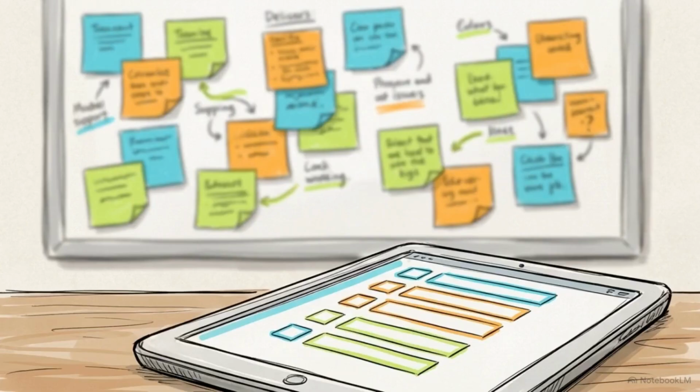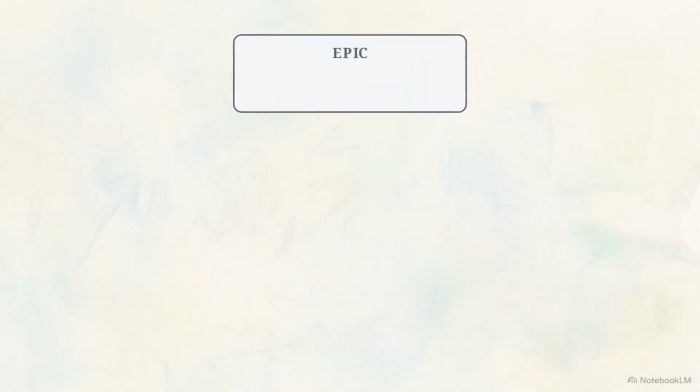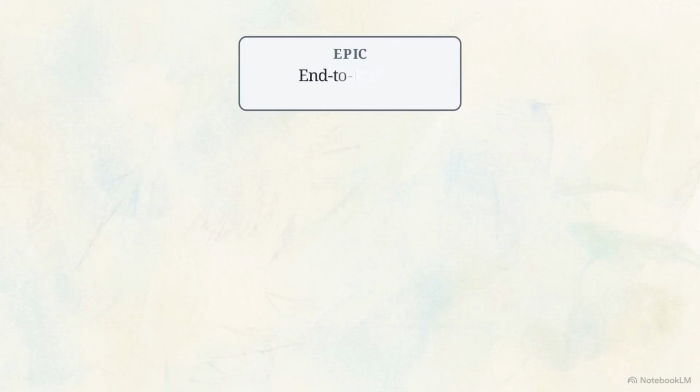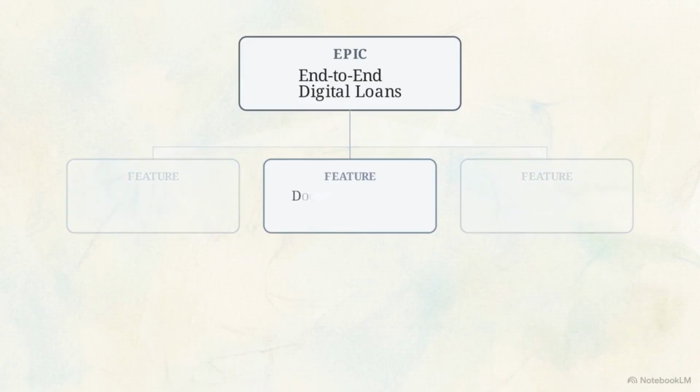To clear the chaos from the whiteboard, we organize our master list into a simple 4-tier system. It works like a map, connecting your highest goals to your daily tasks. This diagram shows the top level, the epic. This is your major business objective. In our case, the epic is to enable an end-to-end digital loan application. Because an epic is too large to finish in one go, we divide it into features. These are the specific capabilities of your product, like a document upload system.